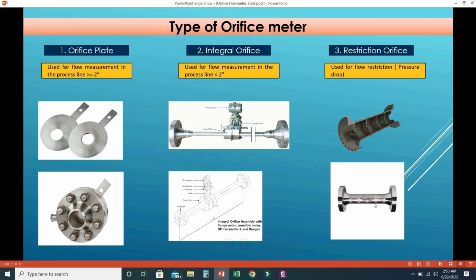So this is the flange, this is the meter run, and inside this meter run there will be different plates according to the requirement, because we need to reduce the pressure from a higher value to a lower value. So it could be various stages like 2 stage, 3 stage or 4 stage. So we require multiple plates inside this meter run.